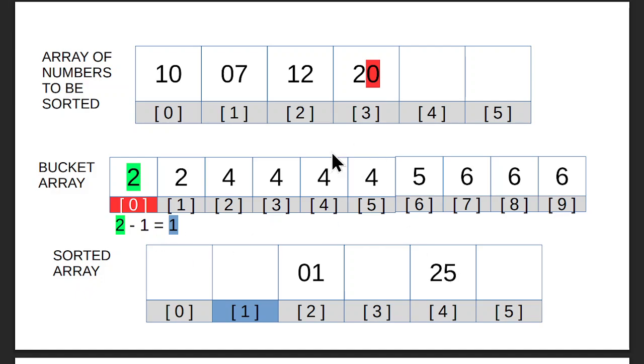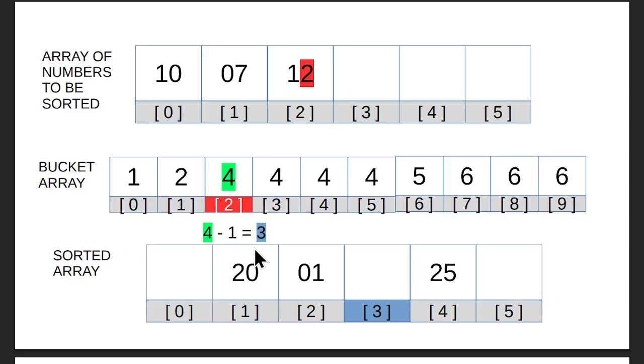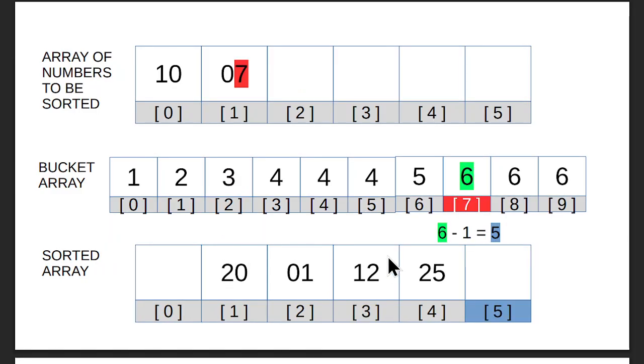Okay, now next we have 20. So 0 has position 2. Okay, so it will occupy position 2, 1 and 2. So it will go here. Okay, that's 20. Now this 12, the least significant digit of 2, will occupy the 4th position. Okay, so 1, 2, 3, and 4. So 12 would go there.